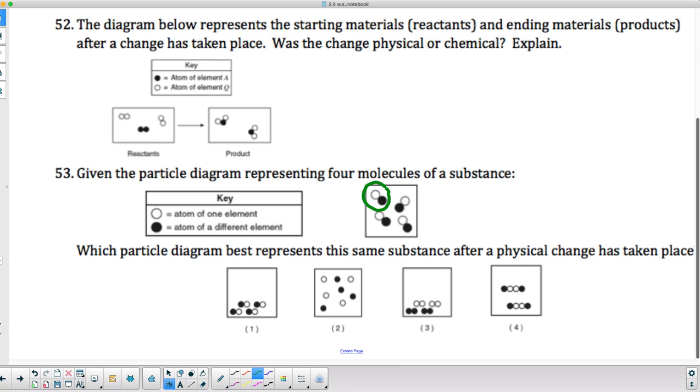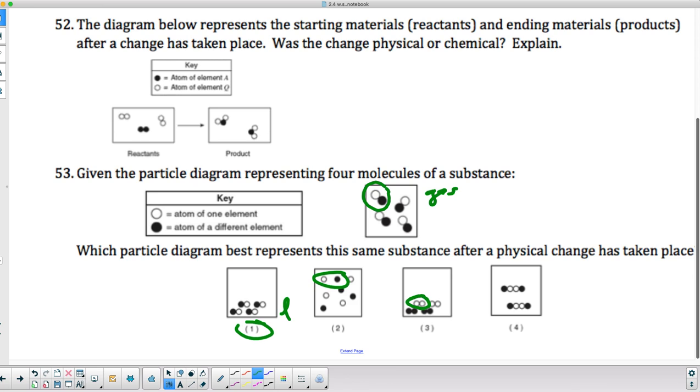Okay, the same substance after a physical change, notice that they're floating around. So this might be a gas when at the bottom this might be a liquid or a solid. So here is your choice. See here, these two are broken up. If you break up the compound, it's not the same compound. It doesn't have the same properties, so it can't be that.